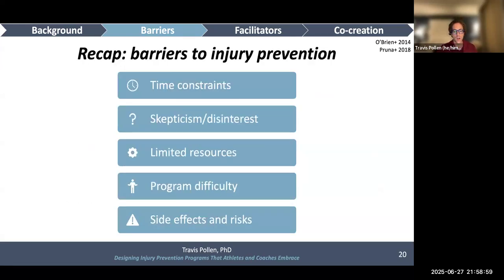So if we zoom out, I'm sure that these barriers are not surprising. We're talking time and buy-in and limited resources, complexity and side effects. And yes, these are obstacles, but they're also signals that tell us where the friction is and where we can design things differently to actually make prevention happen.